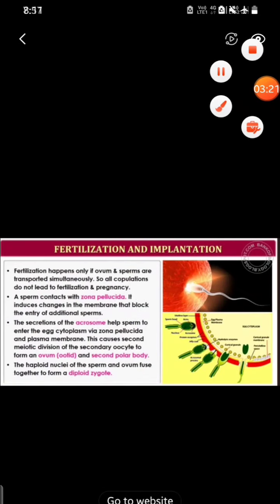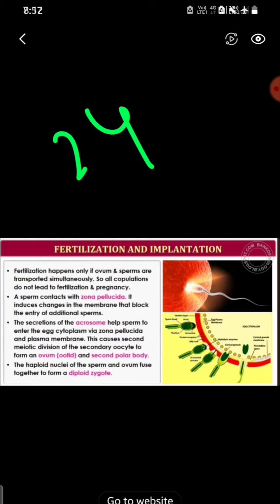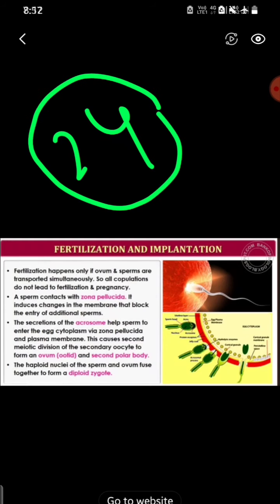Okay, so fertilization happens only if the ovum and sperm are transported simultaneously. Both the sperm as well as the ovum should be transported simultaneously. That is the reason. While teaching ovulation, I said that after the release of the ovum, it survives only for about 24 hours, it may last for 2 days at most.